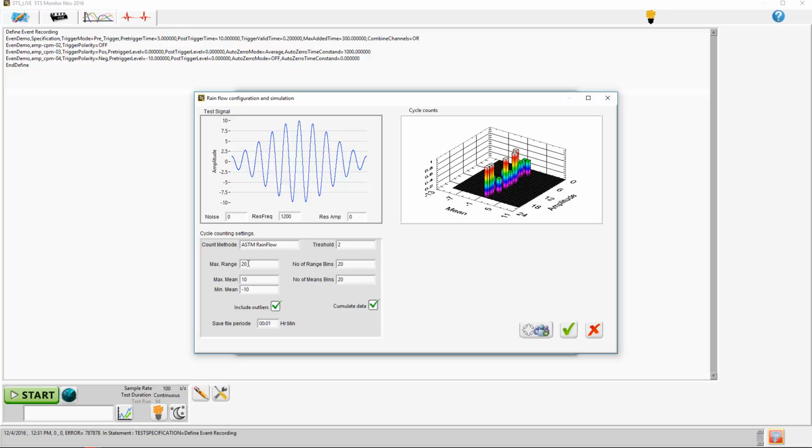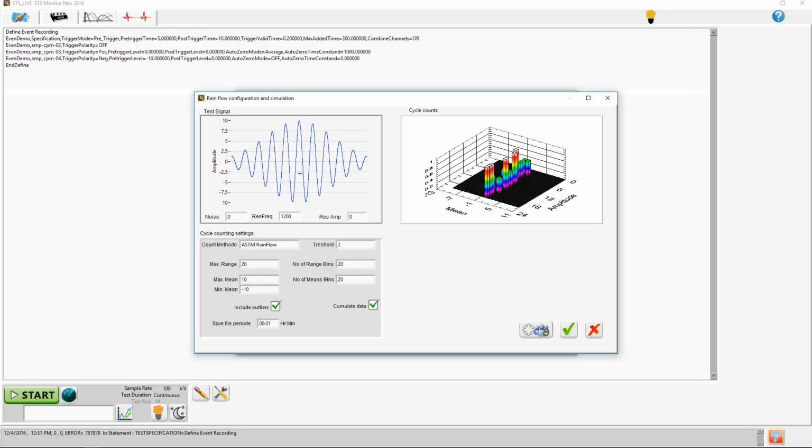So our max range should be set to 20. So the number of bins, the 20 bins, are distributed over this max range. So one bin would account for 1 microstrain. We do a two-dimensional rainflow, meaning that we look at the mean value of the cycle. And the mean value is basically the maximum and the minimum of the signal. The max of the signal is 10, and the minimum of the signal is minus 10.